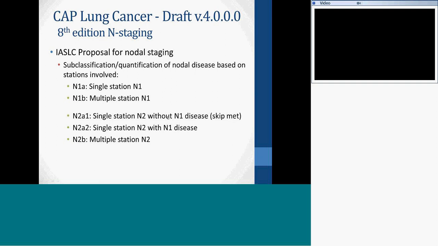And based on, I guess, the preliminary analyses, it would seem that N1B and N2A1 have a similar prognosis. At this point, anyways, I think it's still just a proposal. I believe that it's still under review, so it's not currently in draft version 4.0. I'm not really expecting that it would be in the final release later this year, but I guess this is something that we'll have to keep an eye on.